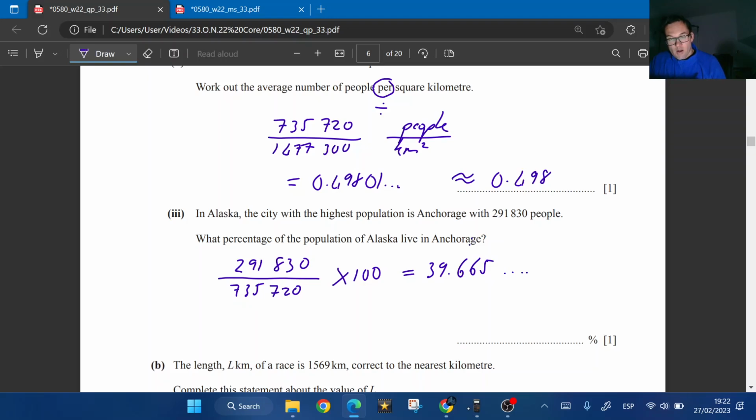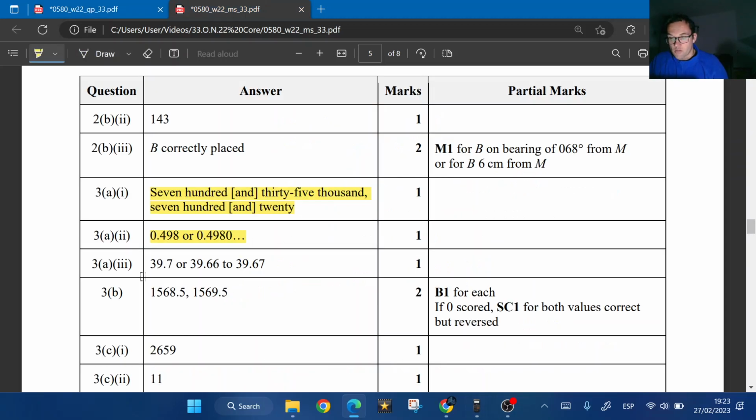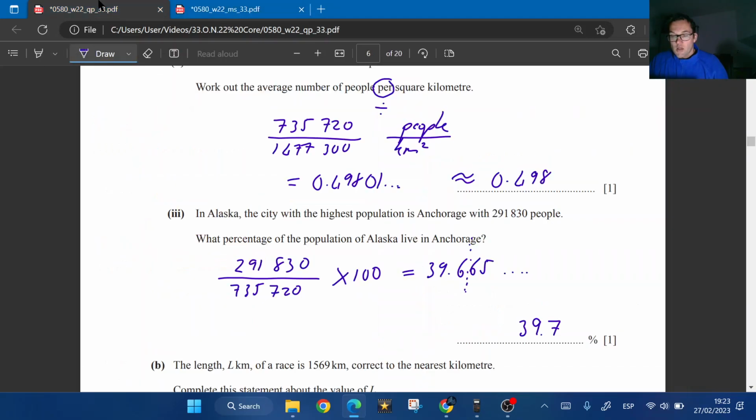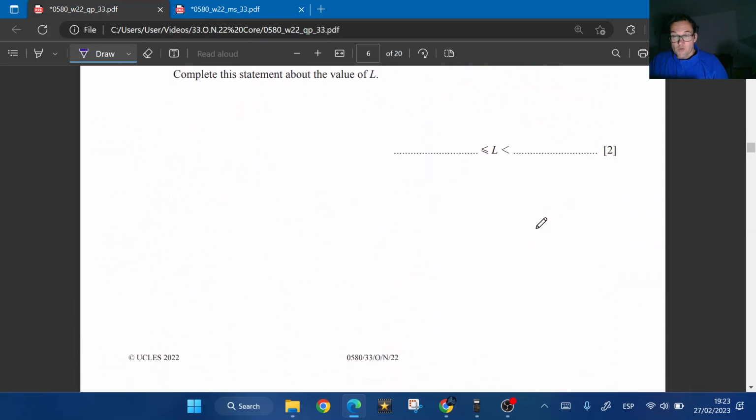Etc. Rounded to 3 significant figures. Next to that 6 is another 6, so when you round it up, 39.7. Don't round it wrong and lose a mark. 39.7, or if you write the unrounded answer, you also get full marks. Well, that one full mark.